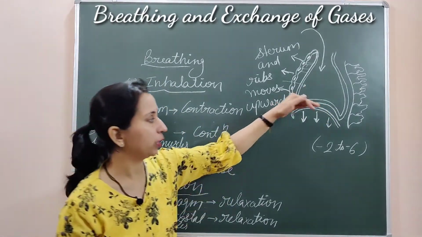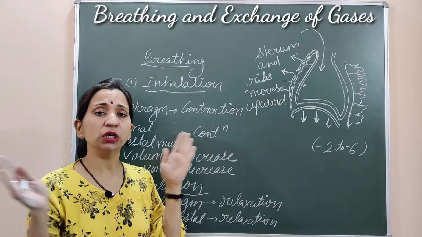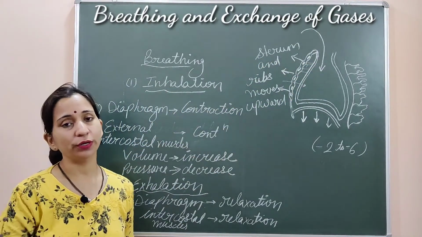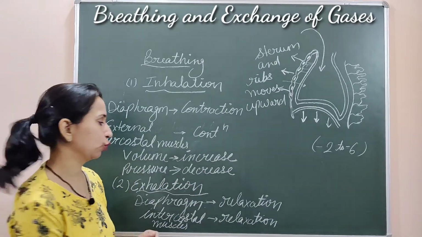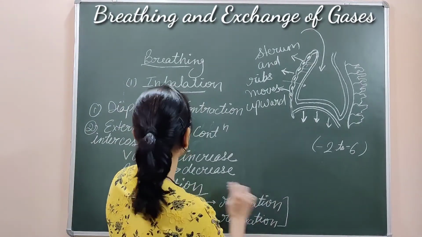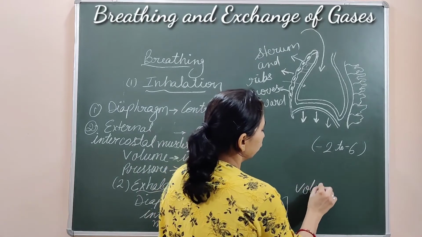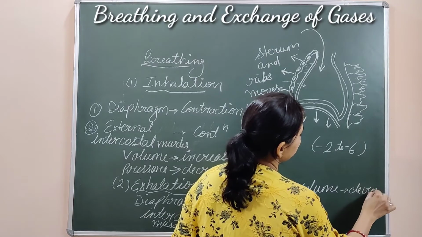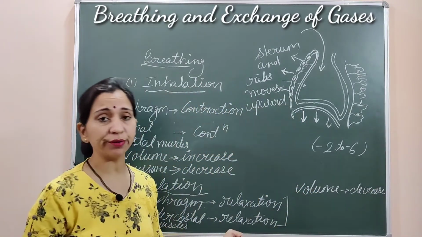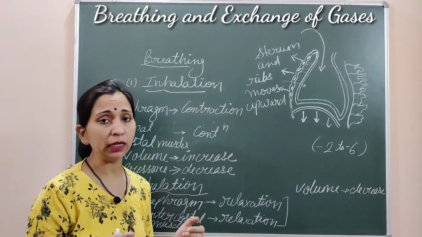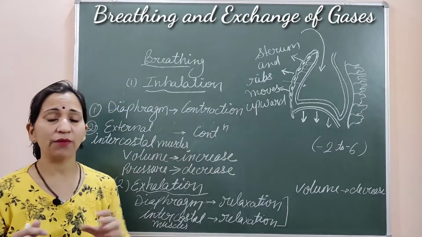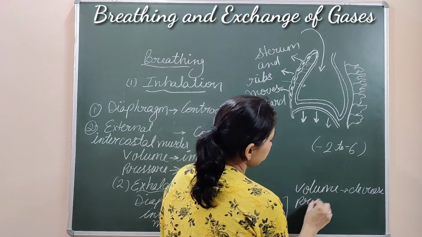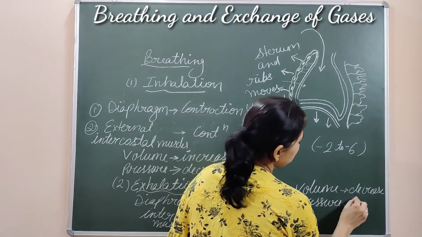And when the diaphragm becomes dome shaped, and the ribs and sternum move inward and downward, then the volume of the thoracic cavity gets decreased. So in this case what will happen? Due to this, the volume gets decreased. And when the volume gets decreased, the pressure of the air inside the thoracic cavity will increase. So here we can say that when the volume is decreasing, in that case the pressure will increase.